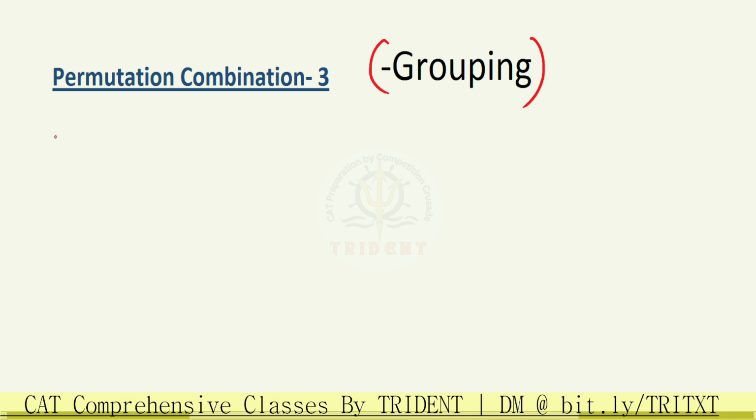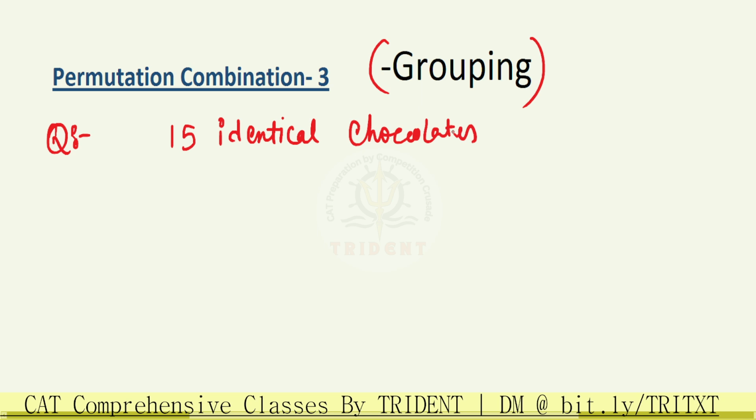So I'll start off this session by asking you a simple question, and that question is, please pay attention. In how many ways could 15 identical chocolates be distributed to 4 kids? Okay, now I can very well say that this is not at all a very difficult question.